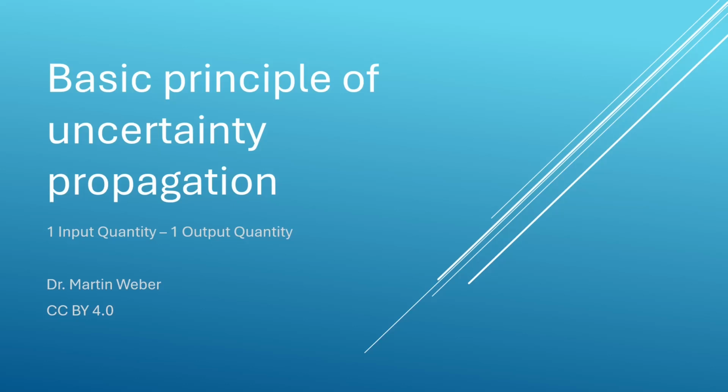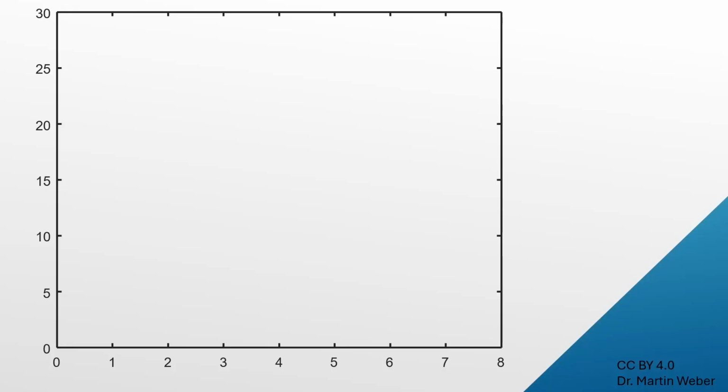What is the basic principle of uncertainty propagation? And to introduce the concept, I will use a very basic example with one input quantity and one output quantity, and this can be easily visualized in a 2D diagram.